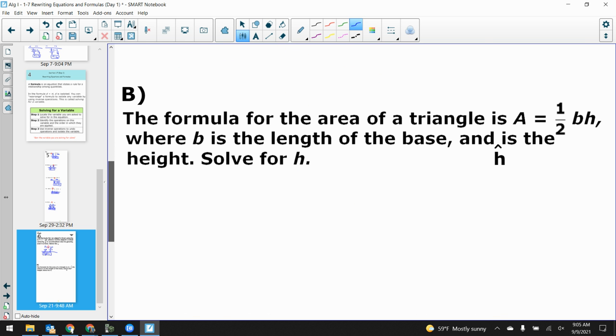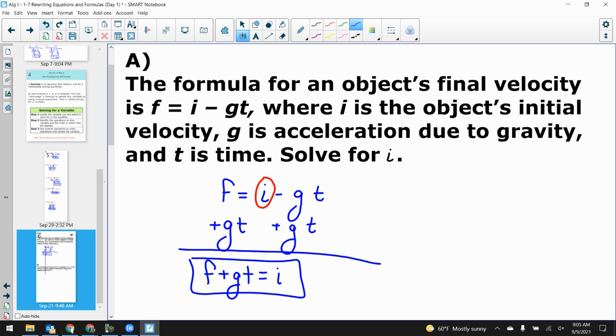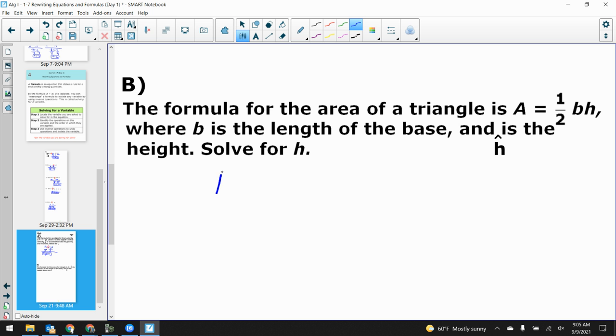The formula for the area of a triangle is area is equal to 1/2 base times height. We know that formula. 1/2 base times height, or base times height divided by 2. Okay, so that means if I want to solve that formula for h, what would I do? David? Divide by b. And? 1/2. Good. Because I'm multiplying by 1/2 and b, so I divide by 1/2 and b.